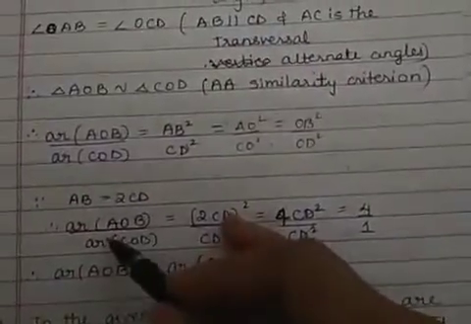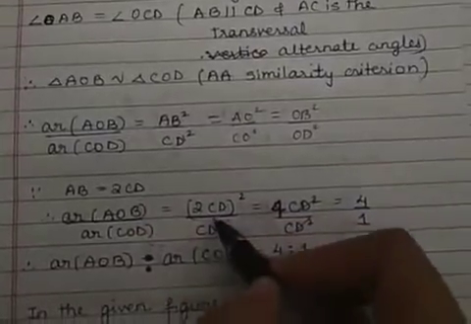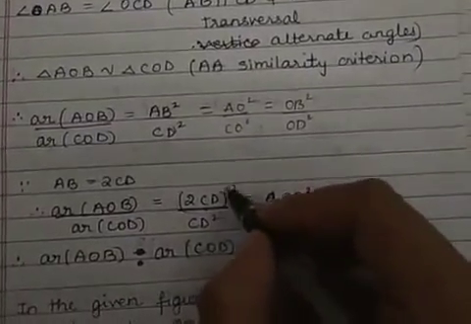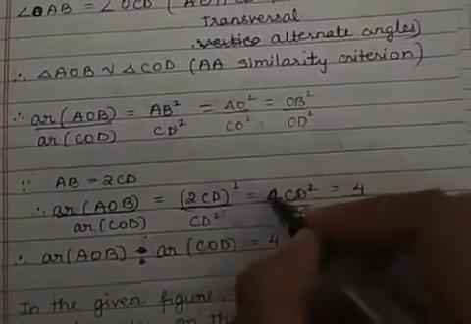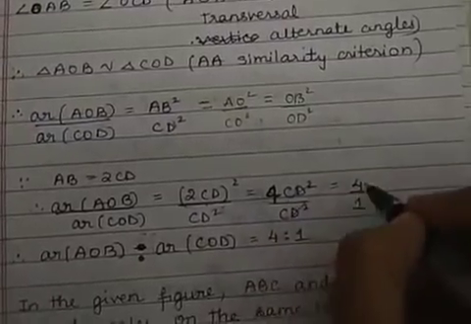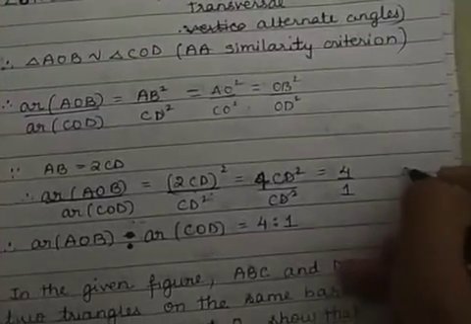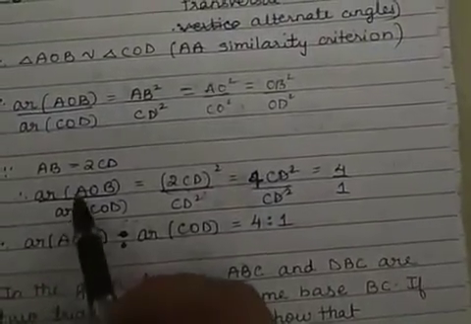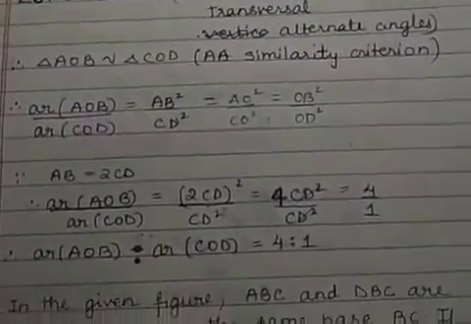Okay. So area of AOB upon area of COD will be equal to, AB is 2 times CD, so 2 times CD the whole square upon CD square. And what is this whole square? This is 4 times CD square upon CD square. This will get cancelled and what remains is 4 upon 1. 4 upon 1 is nothing but 4:1. So area of triangle AOB is to area of triangle COD is 4:1. Their ratio is 4:1. Now let us take the next example.